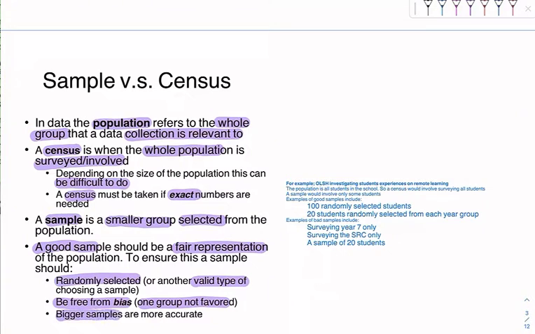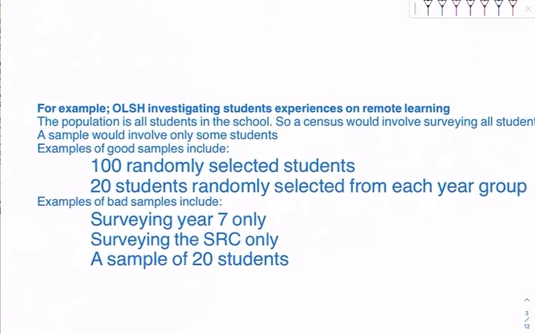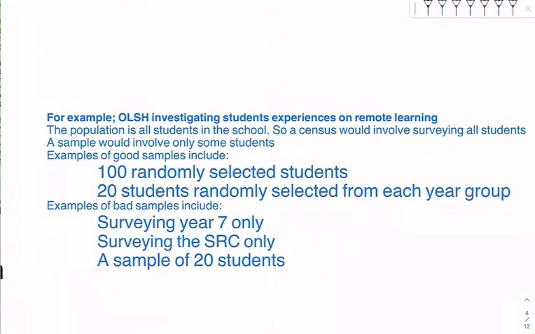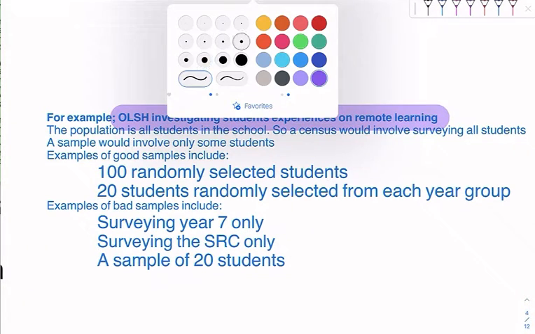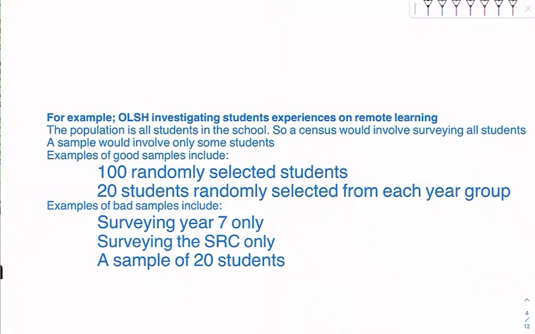And bigger samples are always more accurate. So the bigger your sample can be, the more accurate it would be. So just to explain that a little bit more, I'll zoom in here. Let's say that OLSH is investigating our students' experiences on remote learning. In that case, the population would be all the students in the school.